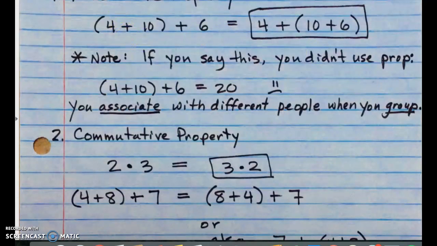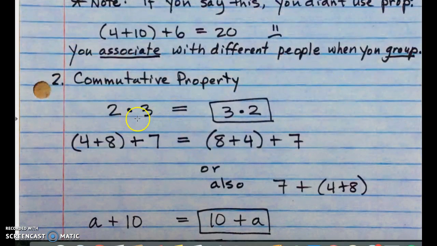Remember, you associate with different people, and you're associating and grouping in different ways with the associative property. For the commutative property, we've got 2 times 3. Don't say 6, say 3 times 2. Here's another one, 4 plus 8. You could say, to show the commutative property, that you could switch these around and have 8 plus 4, and then plus the 7. Or you could have used this as your pivoting point, and instead of 4 plus 8 plus 7, you could have said 7 plus 4 plus 8.